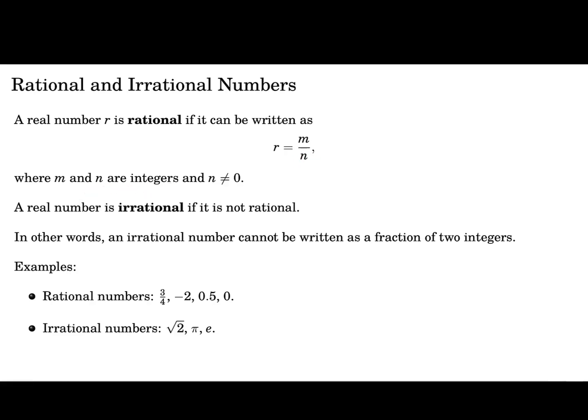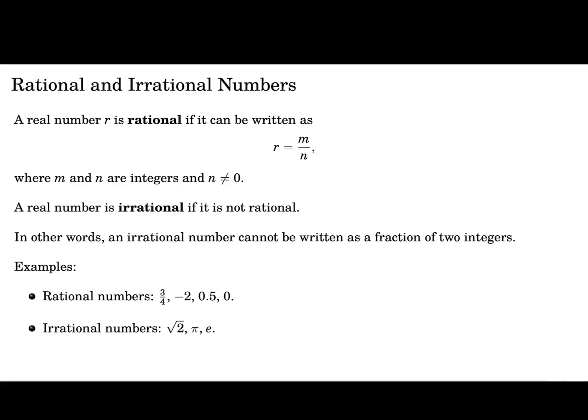Of course, for example, r equal to half is a rational number because you can write it as a division of two integers with the bottom one different than 0. Also, things like 3/4 and so on. Now, when a number cannot be written that way, it'll be an irrational number. So an irrational number cannot be written as a fraction of two integers.